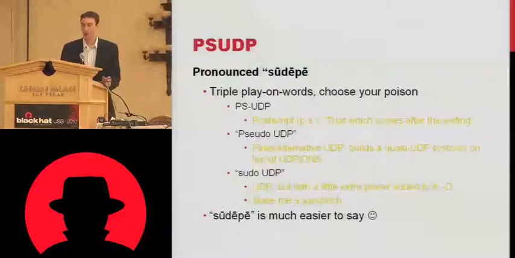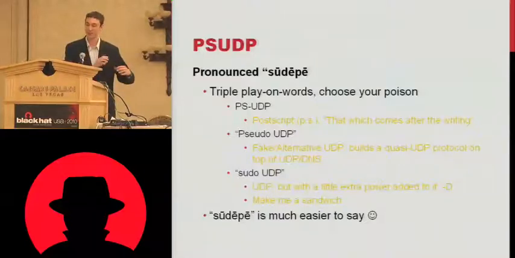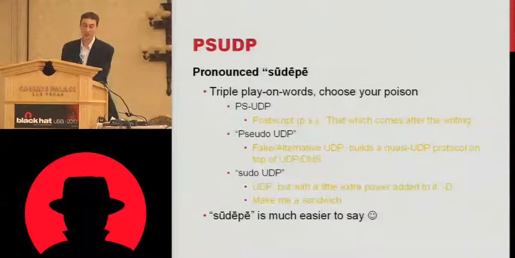So the tool is called PSUDP, and it's a kind of triple play on words on why I chose that name. First of all, it stands for PostScript, that which comes after the writing. What I'm doing is sticking data, sort of an actual second UDP protocol on top of UDP, after the actual legitimate packet, which is where the pseudo UDP comes in. It's sort of a fake and alternative UDP on top of UDP. And then lastly, because of pseudo UDP, it's UDP, but a little extra power added to it. And of course, another obligatory, make me a sandwich. Some of you will have gotten that.